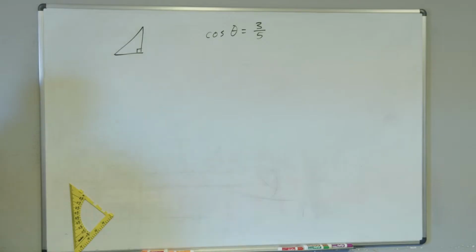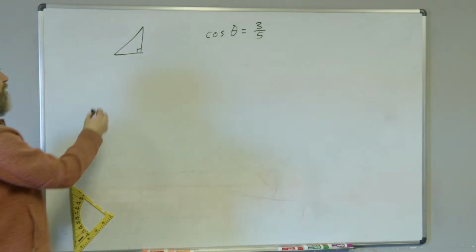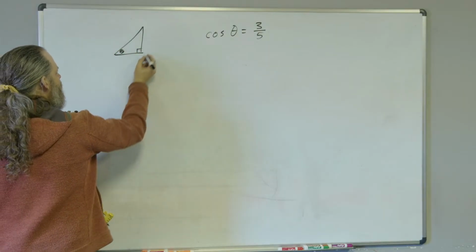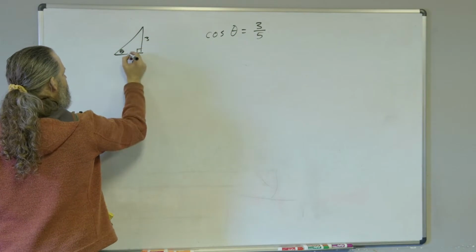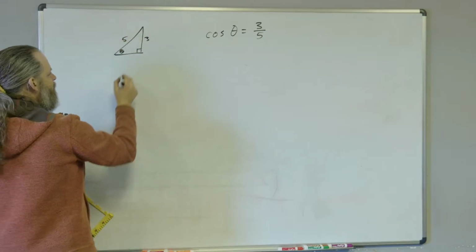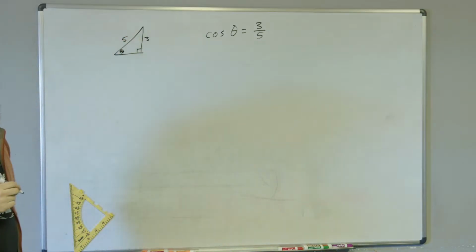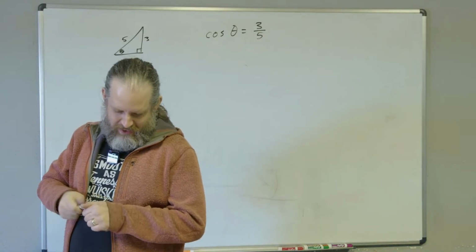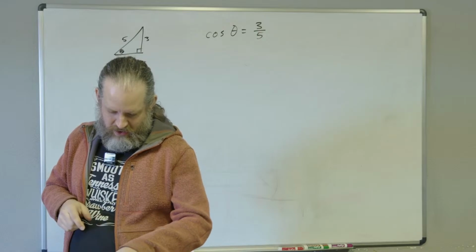Now that we're back, cosine of theta, we're going to draw us a little triangle. That's a theta, that's a theta, and this is a 3, and this is a 5. You knew triangles would be involved? That's crazy.